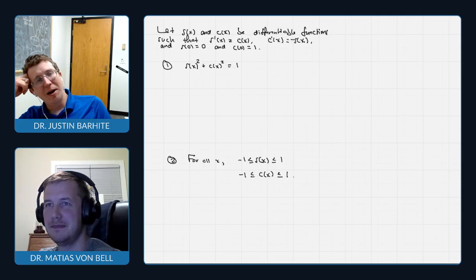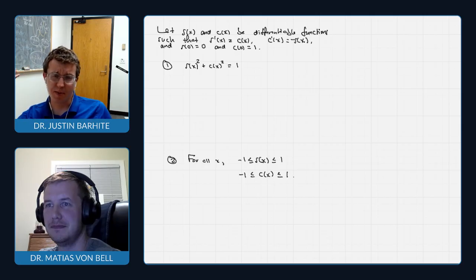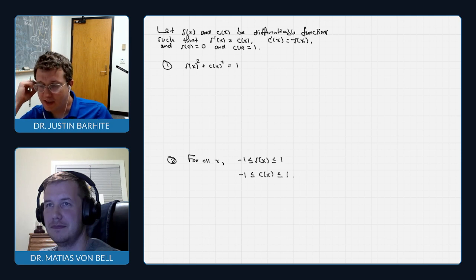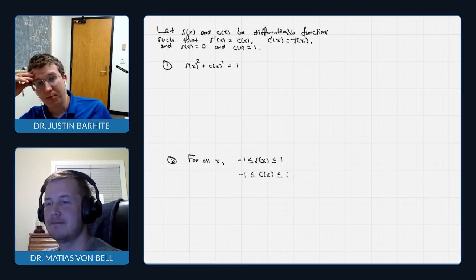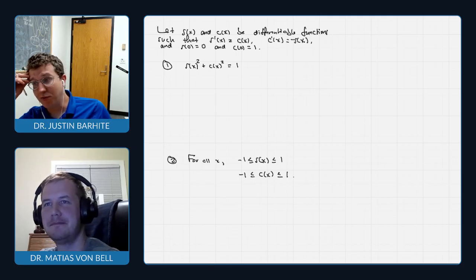Okay. So number one, of course, is interesting, not just because it gives us the bounds on sine and cosine, but that's the Pythagorean identity. This is the most important trig identity, if you ask me. Okay. So, Matthias, I'm just going to have you differentiate the left-hand side of that equation.